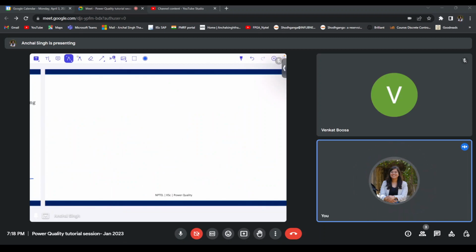Okay. So in the first part of the question, we have been asked about the RMS voltage at the input of diode rectifier.